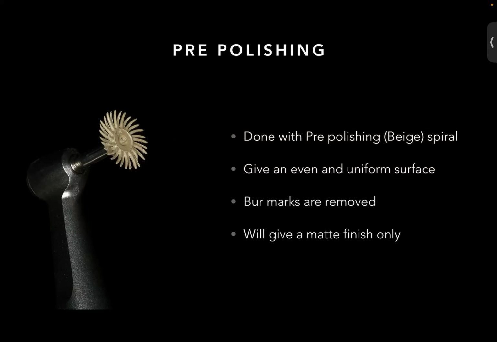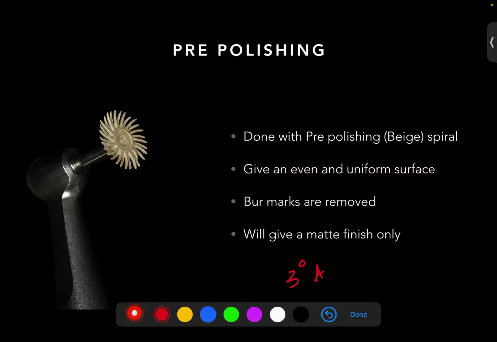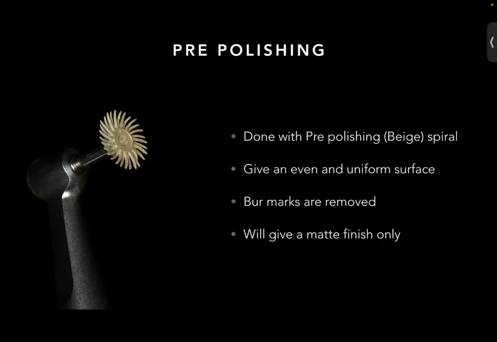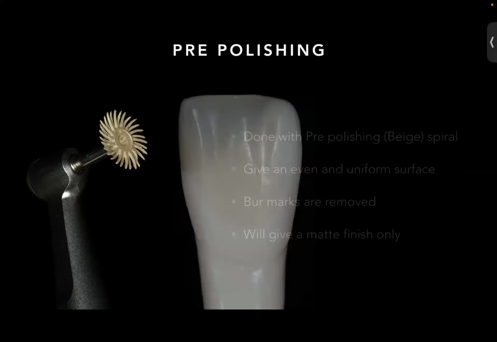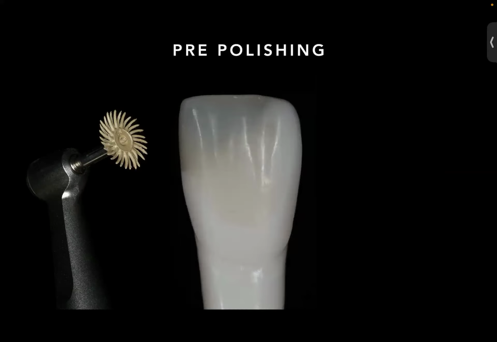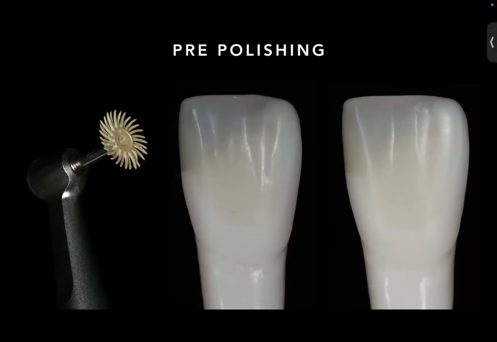Now, I said it is important to do the tertiary anatomy after pre-polishing because pre-polishing is going to remove burr marks. If we do the tertiary anatomy first and then use the beige spiral, all of it is just gone. So that's why we are going to do tertiary anatomy after pre-polishing. This is the tooth which we had after our secondary anatomy, and I did the pre-polishing, and this is what it looks like now. A lot of minute excess is gone, and we have a better looking, even matte surface.